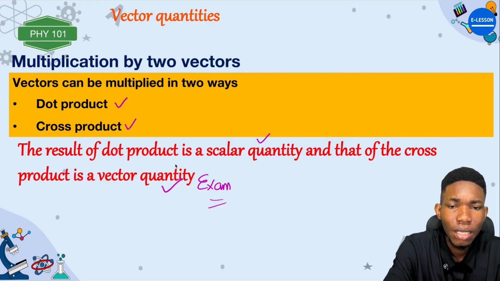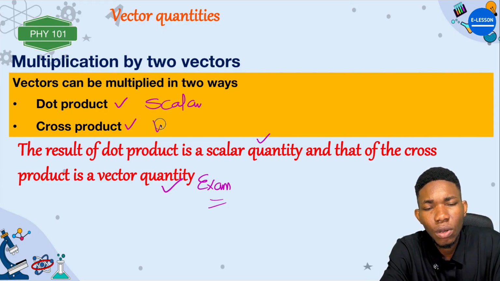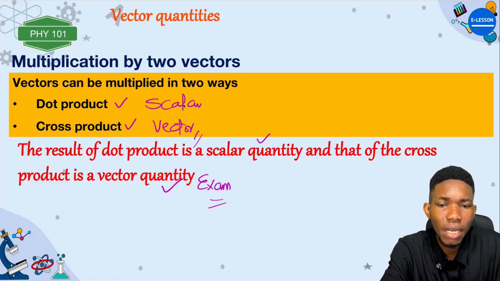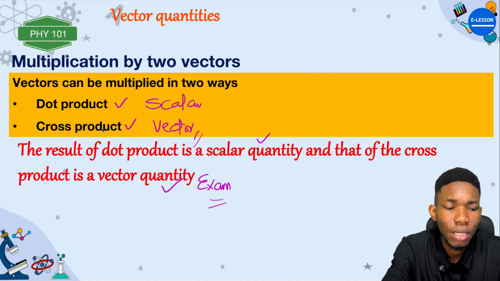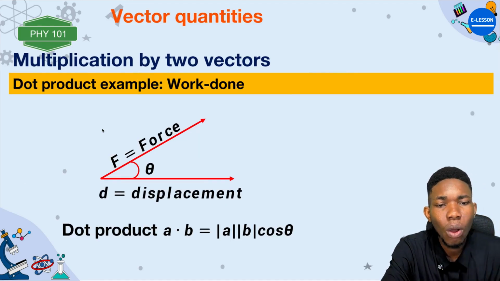Is that okay? So this one, dot product, is also called scalar product, while cross product is also called, what, my dear student? Vector product. Because the result that you get from dot product will give you a scalar quantity. The result you get from cross product will give you a vector quantity. All right. Now, dot product. Example is work done. This is a dot product.